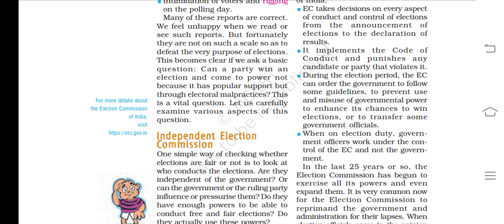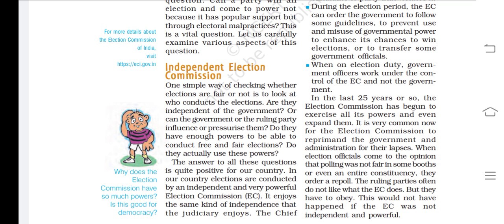When on election duty, government officers work under the control of the EC and not the government. Okay, whenever these government officials are on election duty, they work under the control of the EC. Means whatever the Election Commission says, they have to do. They are not under the government. Okay, so in the last 25 years or so, the Election Commission has begun to exercise all its power and even expand them. It is very common now for the Election Commission to reprimand the government and administration for their lapses. When election officials come to the opinion that polling was not fair in some booths or even an entire constituency, they order a repoll.